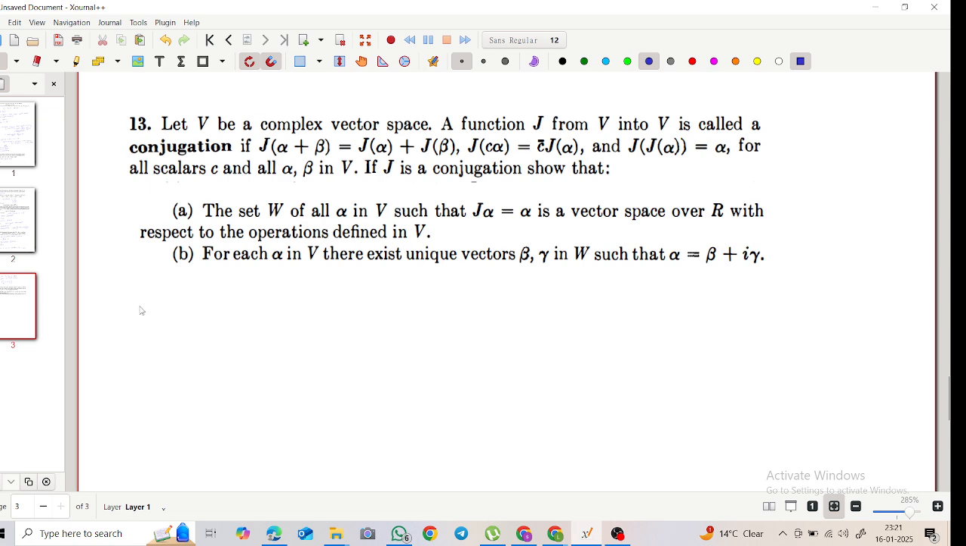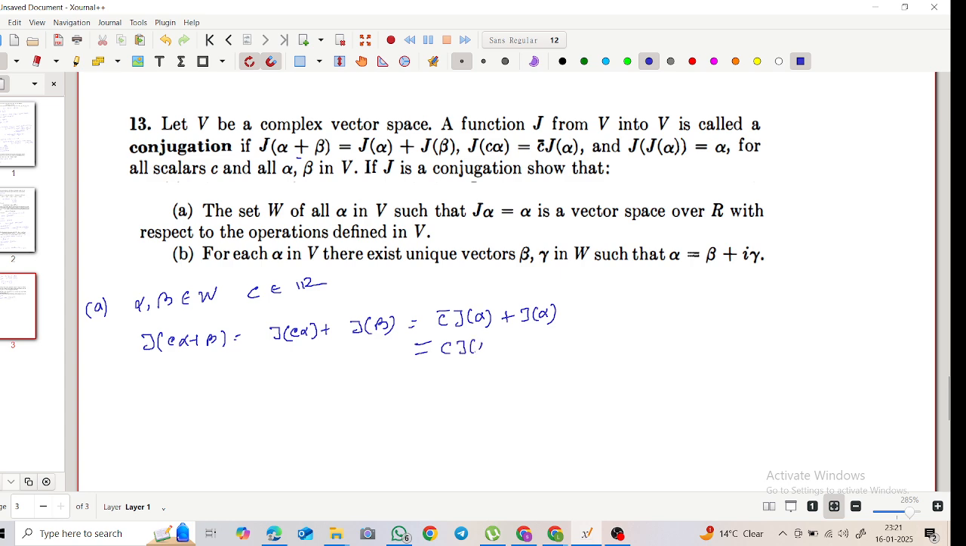So suppose alpha, beta belong to W and c belongs to R. So J(c alpha plus beta) is J(c alpha) plus J(beta) by this formula. This is c bar J(alpha) plus J(beta), but c is in R, right? So c bar is c.